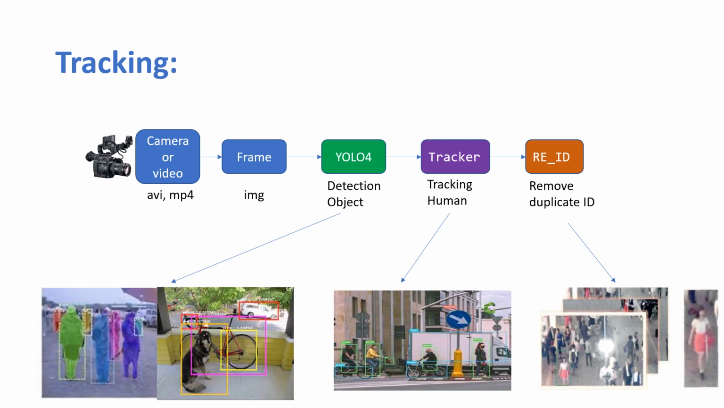In the tracking process, a video or camera input is initially processed. Individual frames undergo YOLO4 and tracker analysis, followed by the elimination of duplicate IDs.